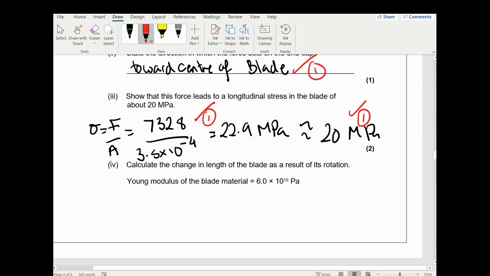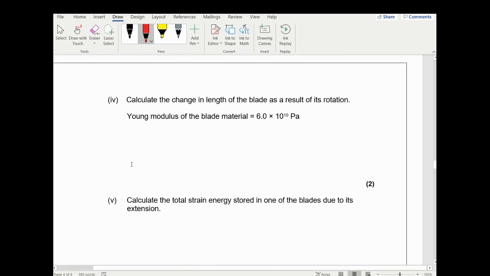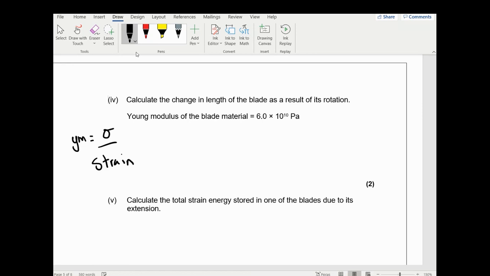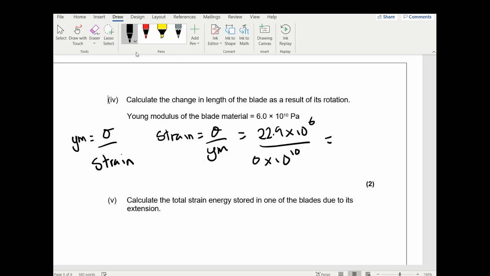Calculate the change in length. Again, I love when they do synoptic questions. So calculate the change in length as the blade rotates. You know that Young's modulus is stress over strain. So how I do it is strain equals the stress over the Young's modulus. That's 22.9 times 10 to the 6 divided by 6 times 10 to the 10. My strain is 3.82 times 10 to the minus 4.